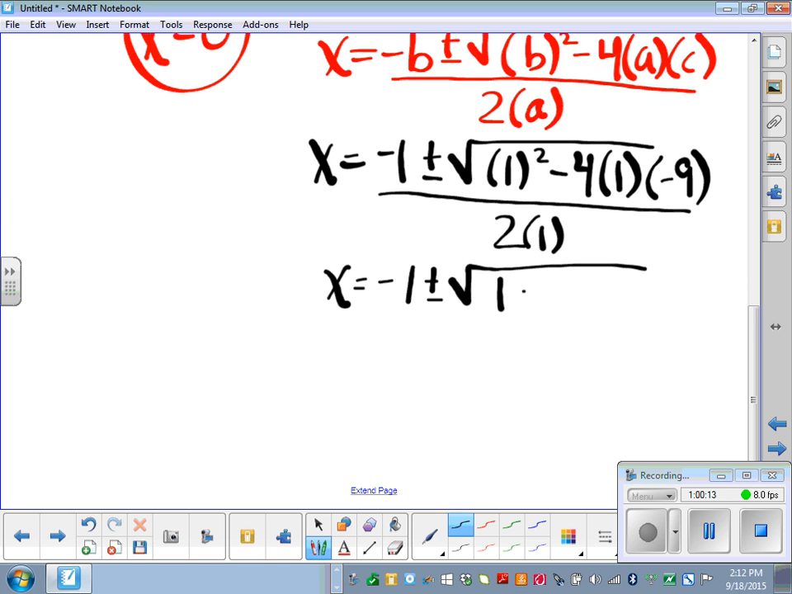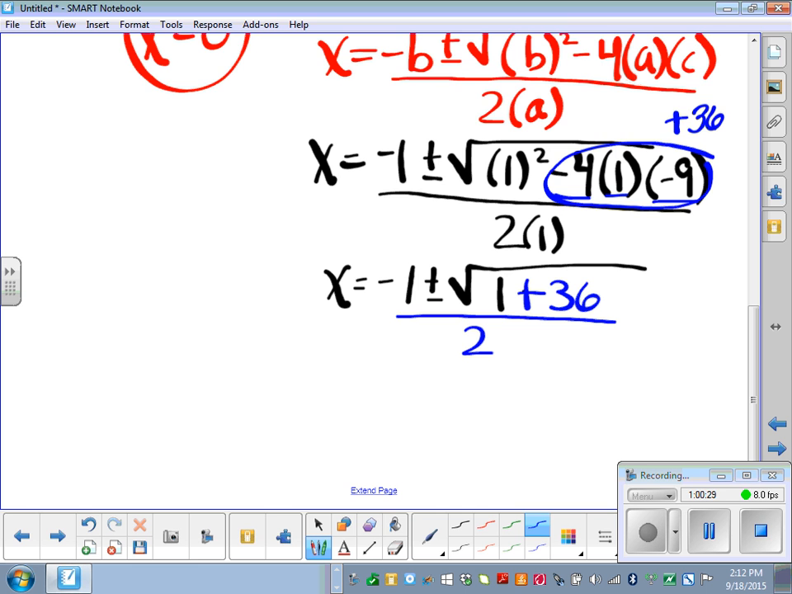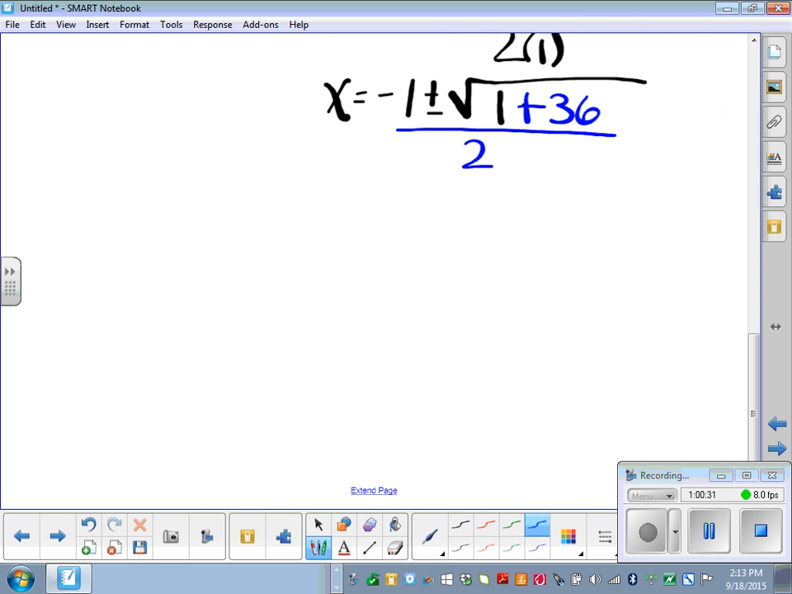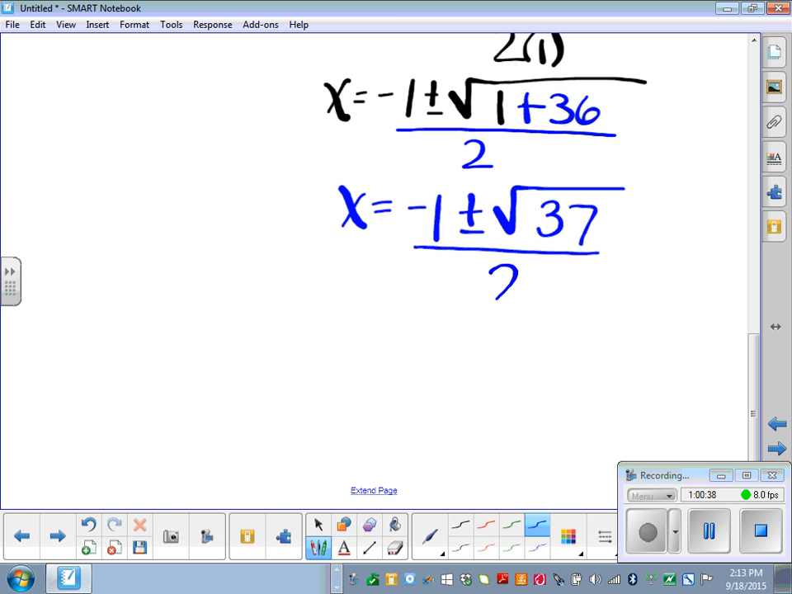squared is 1, and then in your calculator you have to type it in as -4 times 1 times -9, and if you do that, it's going to come out to be positive 36. So that whole thing becomes positive 36, so you'll have plus 36, and then that's all over 2. 2 times 1 is 2. So then we have x is equal to -1 plus and minus the square root of 37 all over 2.